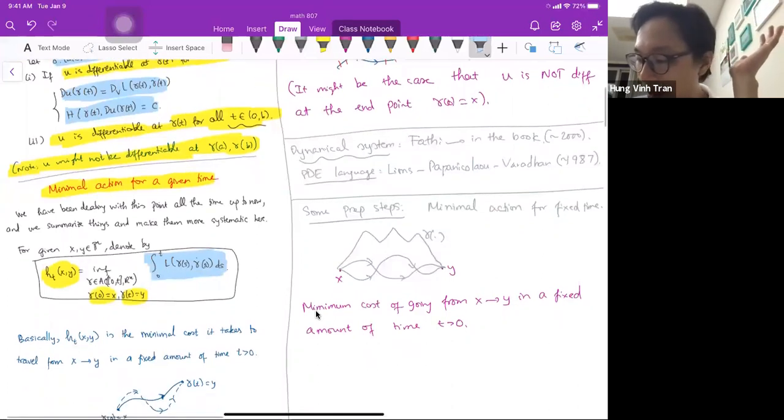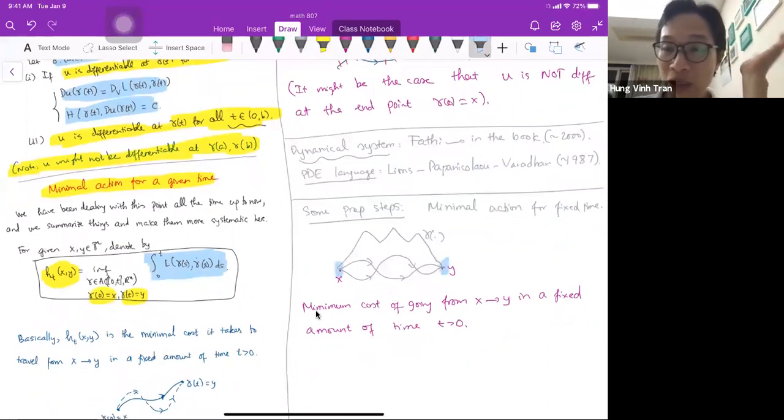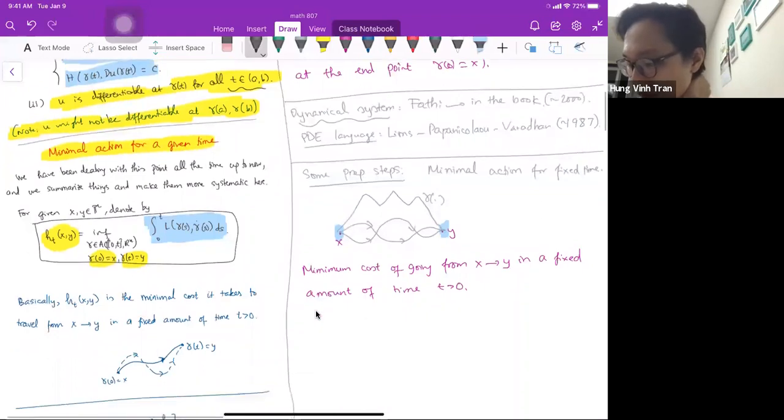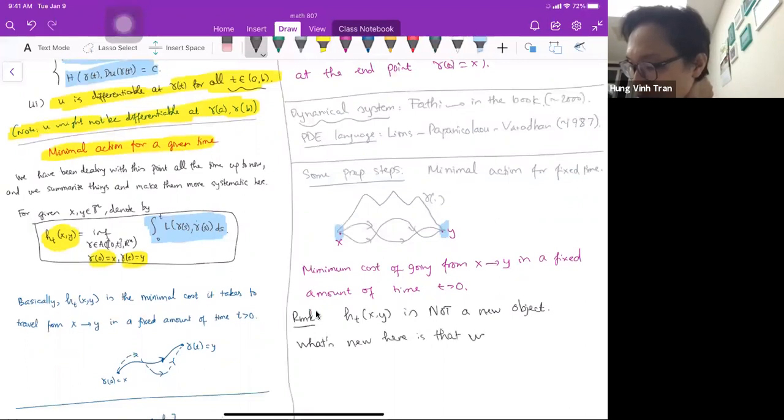What is only new here is that we are going to allow our endpoints x and y to be varied, and we're going to try not to study minimizers this time. We're going to try to study the dependence of h on x and y. Okay, so maybe let me make a remark. That's exactly what I just said. H_t(x,y) is not a new object. What is new here is that we try to study the dependence of h_t on x and y more systematically. Because earlier we didn't say anything about varying the endpoints.